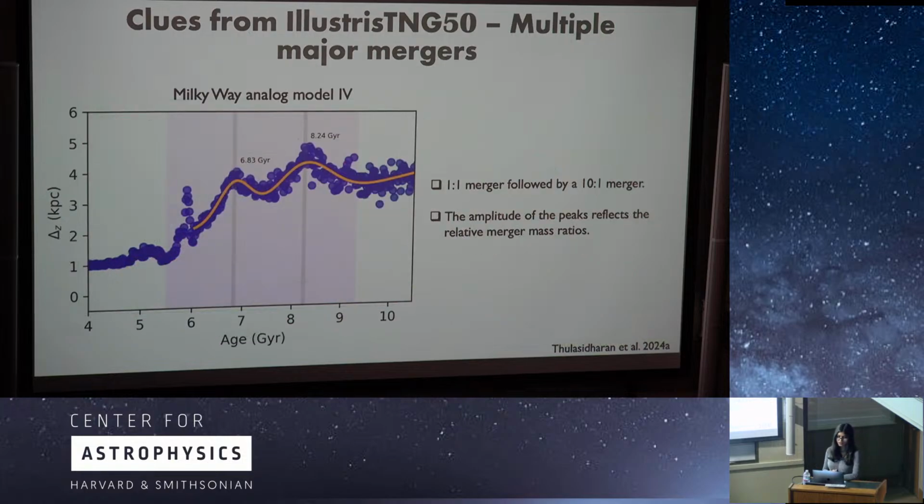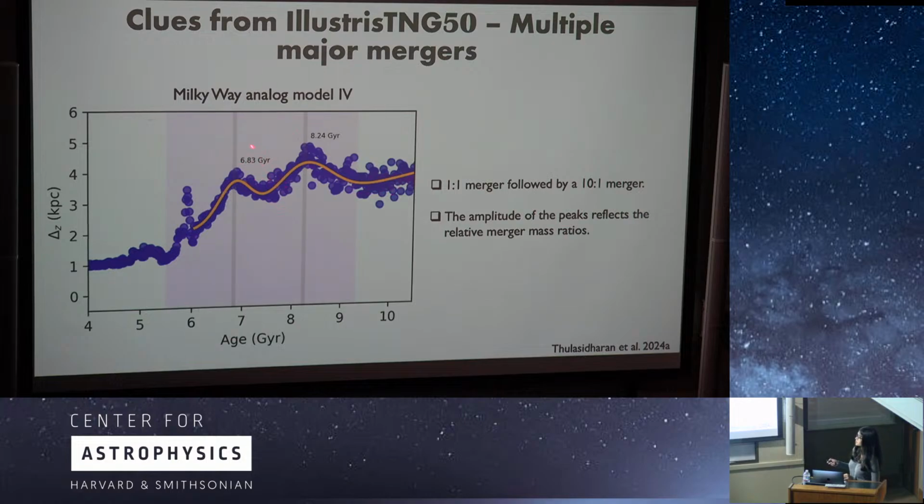Now, how do multiple major mergers manifest in the age-delta C diagram? This Milky Way analog, model 4, has undergone 2 significant major mergers in its evolution. There is a 1:1 merger around 8.24 gigayears, and then while the galaxy was relaxing from that merger, there was another significant merger, a 1:10 major merger at around 6.83 gigayears.